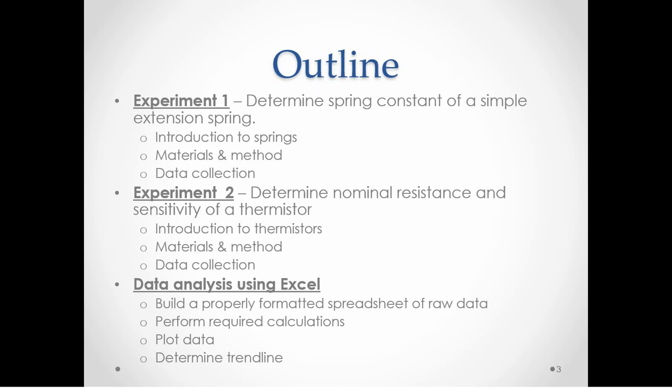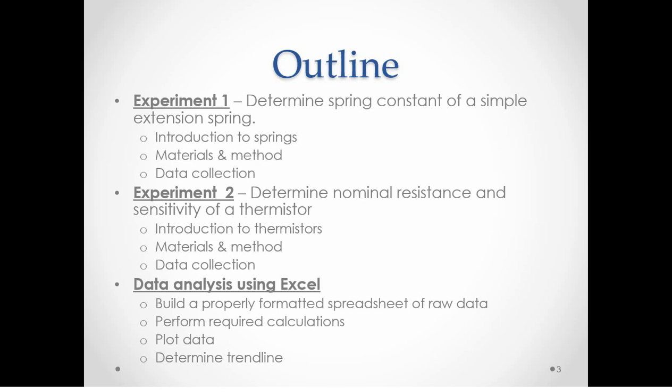In the part two video, the second experiment, the electrical engineering experiment, you will collect and analyze data with the objective of measuring the nominal resistance and sensitivity of a thermistor. In the part two video, I will cover an introduction to thermistors. Following that is a description of the materials required to perform the experiment, the experimental apparatus and method, and the collection of raw data. Finally, I'll perform the actual experiment while you collect the raw data from the images that I'll provide.